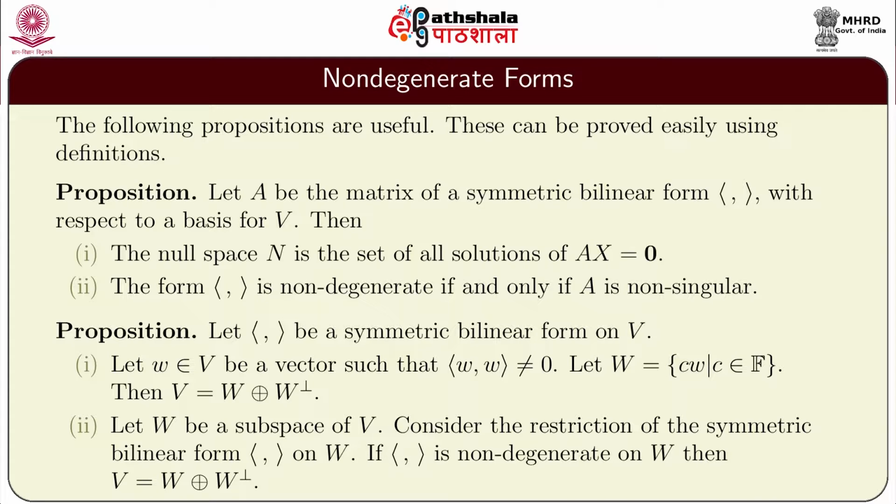The first one says that let A be the matrix of a symmetric bilinear form with respect to a basis for V, then the null space N is the set of all solutions of the system of linear equations Ax equal to 0, and the form is non-degenerate if and only if A is non-singular.